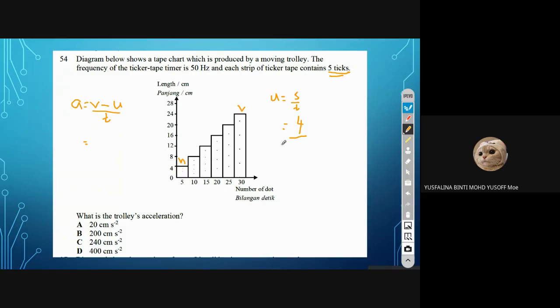Okay, and then one tick is actually equal to 0.02, because normally in Malaysia our electricity frequency is 50 Hz. So if you want to find it, you can also use this one: f is 50, f equals 1 divided by T, so T is 1 divided by 50, and you still get 0.02. So one tick is 0.02.